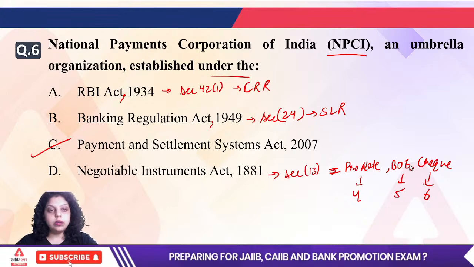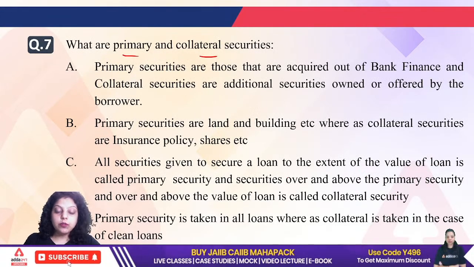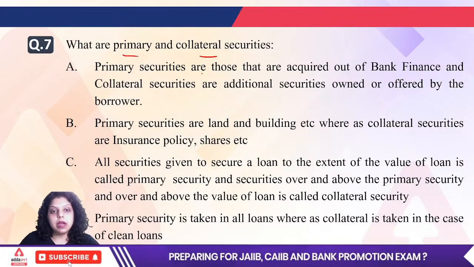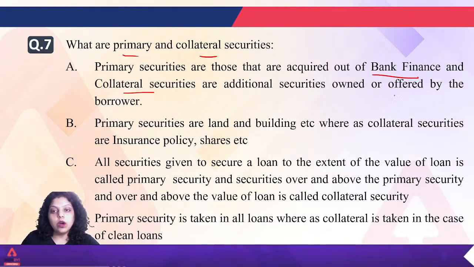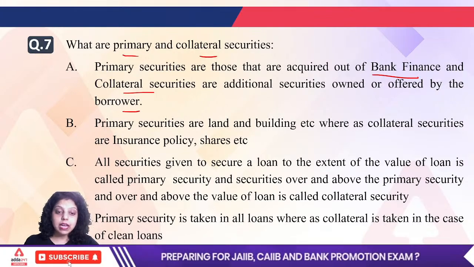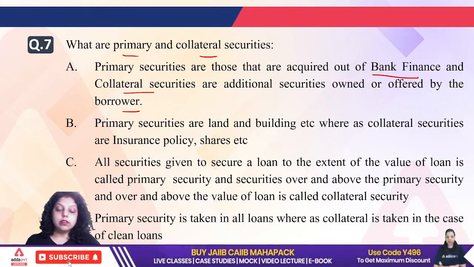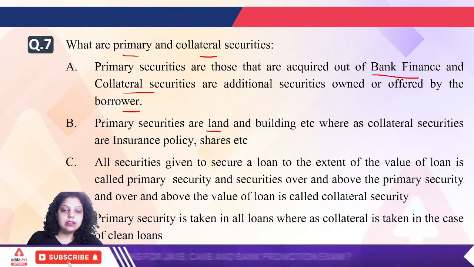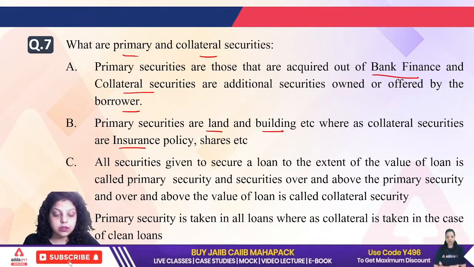Okay, so the next question is, what are primary and collateral securities? You have to answer out of these. The first option says primary securities are those acquired out of bank finance, and collateral securities are additional securities owned or offered by the borrower. What will be the right answer? Another option says primary securities are land and building, etc., whereas collateral securities are insurance policies or shares, etc.